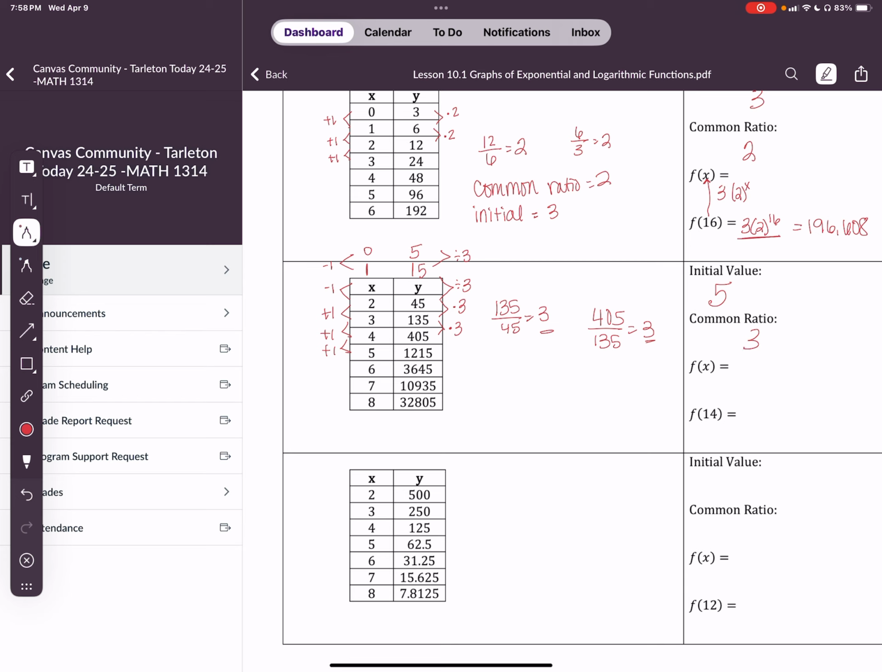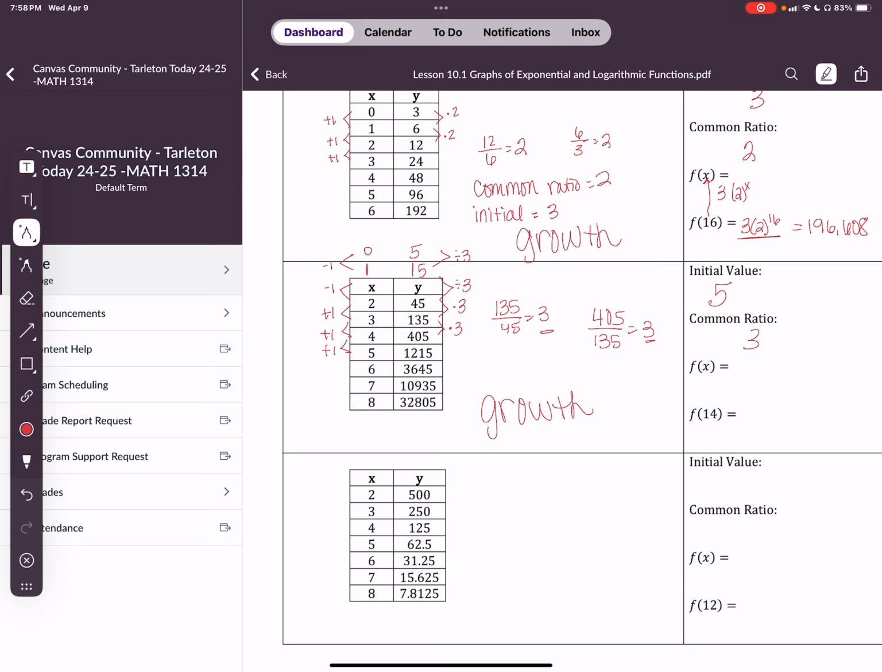Now, one thing I actually forgot to write on the last one that I need to talk about. If your common ratio is greater than 1, it's going to be a growth. So let's go ahead and write that on this one before I forget. And let's also write it on the one before, since I forgot to write that.